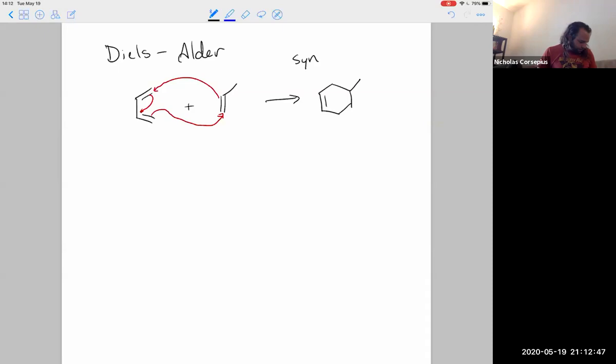I'm not going to try to draw this picture, but if you look on page 357, there is a great illustration for the alignment of the HOMOs and LUMOs. Page 357 of your book has a good illustration of why that reaction happens as a syn addition. Again, the argument being HOMOs and LUMOs lining up.